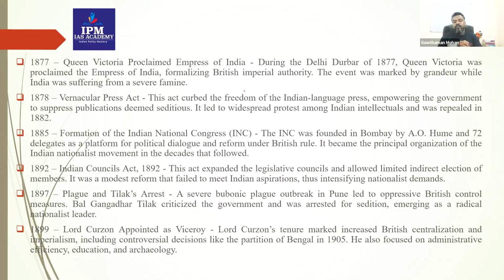Now, 1892, the Indian Councils Act happened. The Act expanded the legislative councils and allowed limited indirect election of members. It was a modest reform that failed to meet Indian aspirations, thus intensifying nationalist demands. Basically, they showed some involvement, or participation, of Indians in the lawmaking process. That's it. Now, 1897, plague and Tilak's arrest.